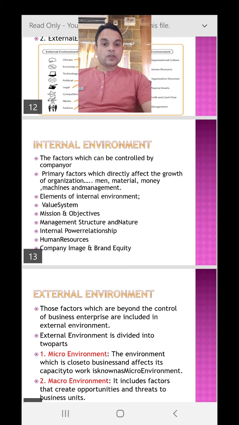What will be the timings of the company, what will be the uniform of the company, how much power we will give to whom, how much power the top level will have, how much power the middle will have, what work the bottom level will do. So that is internal power relationship.